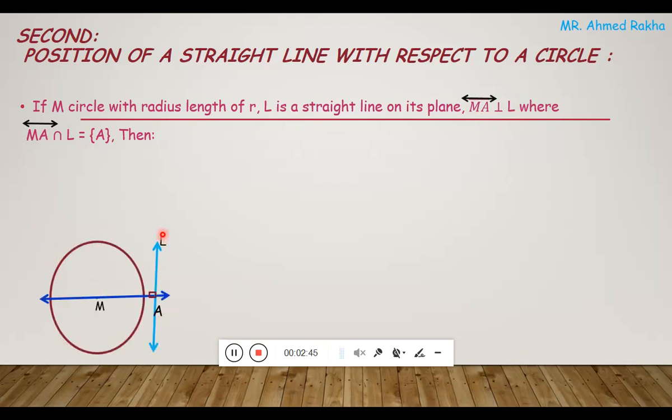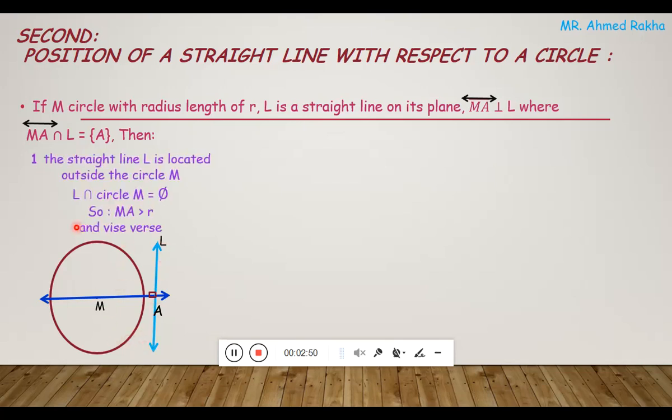As we can see here, we have the straight line L and the circle M. The straight line L is located outside the circle M. So the intersection between the straight line L and the circle M equals phi, no intersecting point. In this situation, the length of MA, this line segment, is greater than the radius R, the radius for this circle, of course.